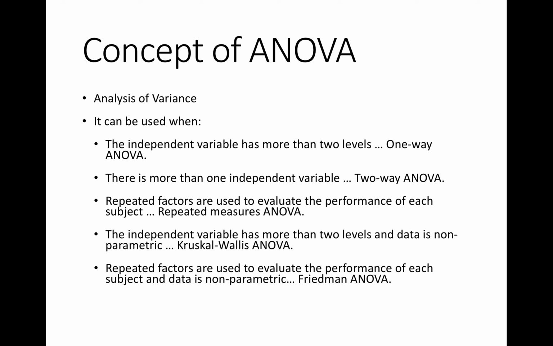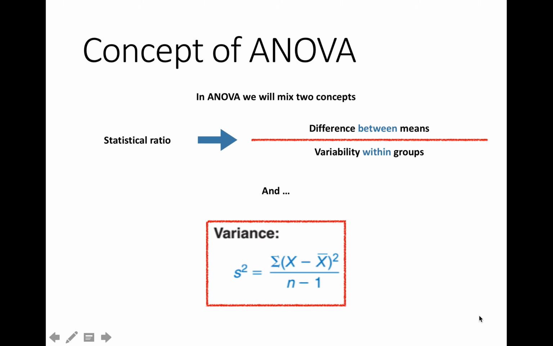You can also use it when the independent variable has more than 2 levels and the data is non-parametric. Then you'll use a Kruskal-Wallis ANOVA. Another example is when repeated factors are used to evaluate the performance of each subject and the data is non-parametric. In that case, you'll use a Friedman ANOVA. As you see, there are lots of different types of analysis of variance, but today we'll just focus on the simplest one, which is a one-way ANOVA, and we'll see how it works.